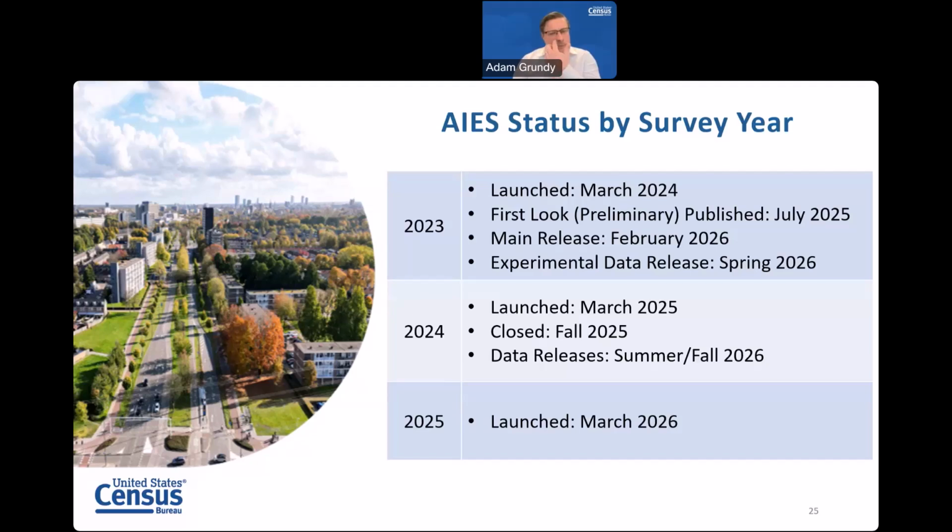And then the 2024 AIES was launched in March of 2025. It closed out in the fall, and you can expect new data for the next version of the AIES, the 2024, in the summer/fall of this year. And of course, we relaunched the new data collection for 2025 in March of 2026, which will close out later on that same timeline that you can see over here.